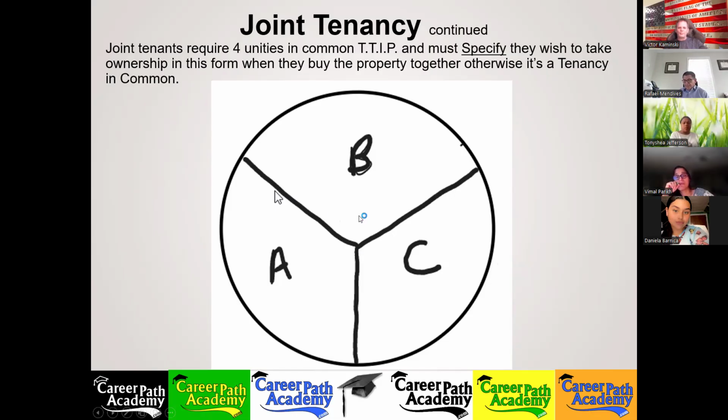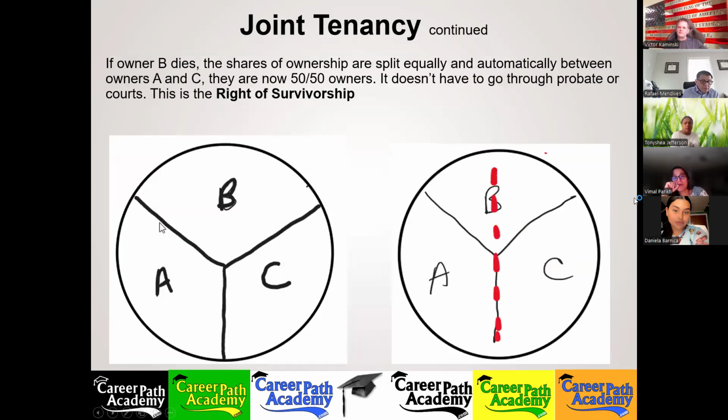Now, let's just say owner B dies. What happens to their shares? What happens to their ownership here? What happens to their slice of the pie? It comes between A and C. It'd be 50-50. It gets split between A and C. You just draw a line straight down the middle, and they automatically equally split the shares of the owner who dies. It doesn't even need to go through probate.